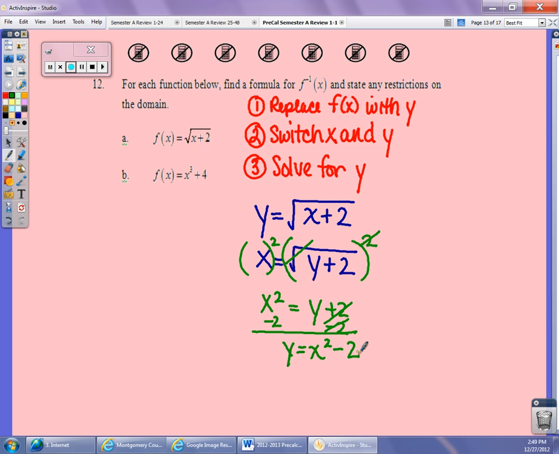Now, notice along the way here at the very beginning where we had y equals square root of x plus 2. Remember, you can only take the square root if you have 0 or a positive number. Therefore, we would want to restrict the domain by saying x plus 2 or square root of x plus 2. Let's restate that. That x plus 2 must be greater than or equal to 0. If you subtract 2 from both sides, you get x greater than or equal to negative 2.